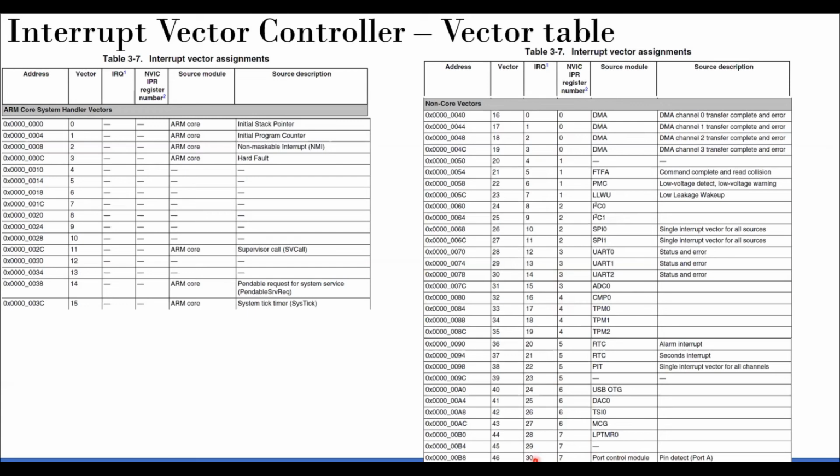Okay, so interrupt number 30 in our table is actually the interrupt coming from port A, and interrupt number 47 is coming from port D. So you can always go back and see which pin in port A. Port A itself has 32 pins, right? So which pin is actually connected as an interrupt, and that interrupt is the interrupt number 30 in the interrupt vector controller.